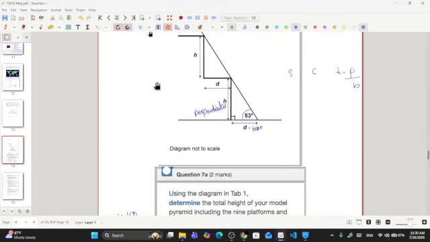So let's write it down. Tan of 53 equals 2.7 over base. Base equals 2.7 over tan of 53. If you were to solve it, I am getting an answer of 2.03.